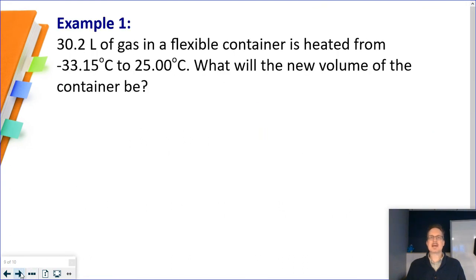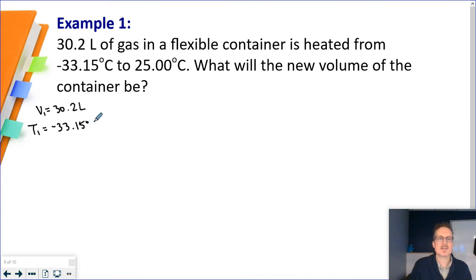Okay, let's try 2 examples. So, example number 1. We have an initial volume of 30.2 liters of gas in a container that is heated from T1, negative 33.15 degrees Celsius, to T2, 25.00 degrees Celsius. We want to know what will the volume V2 of the new container be.